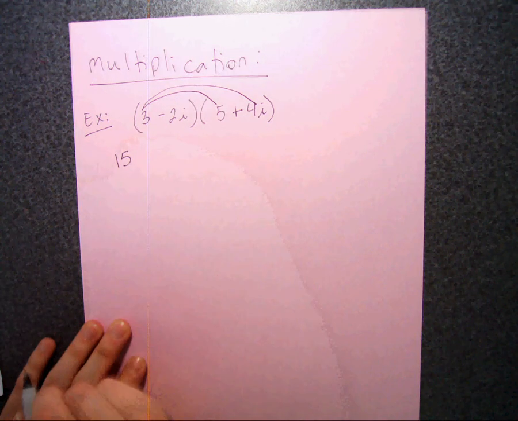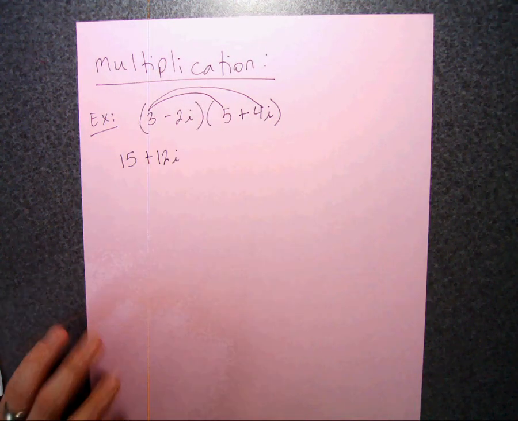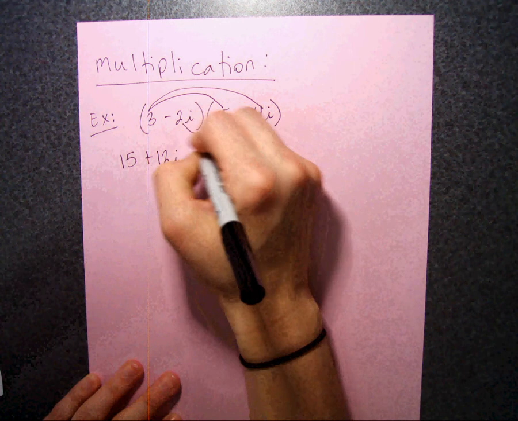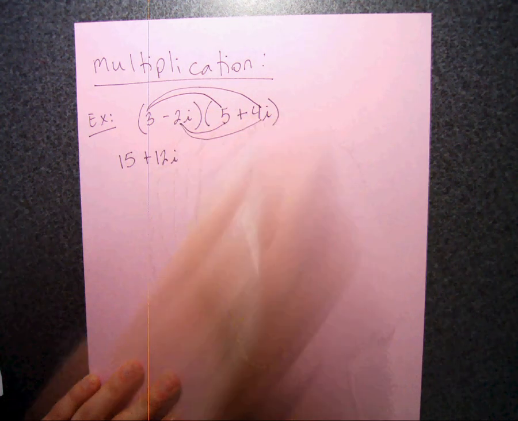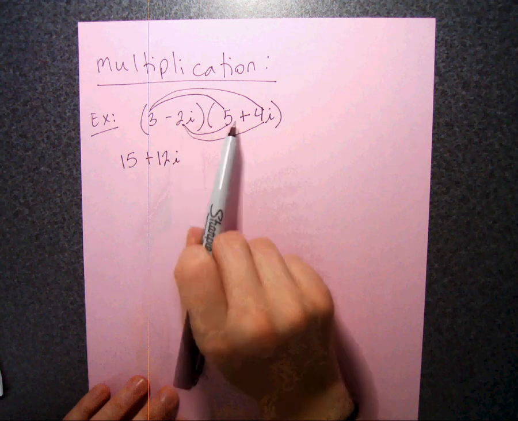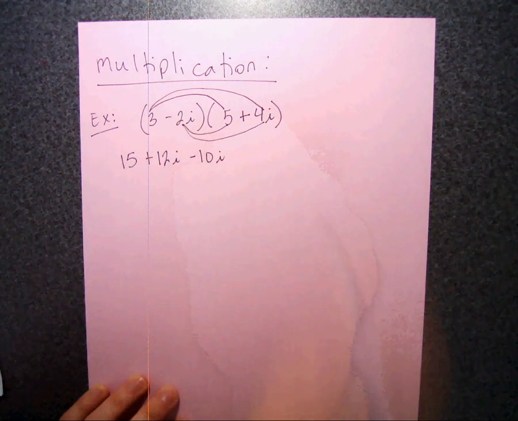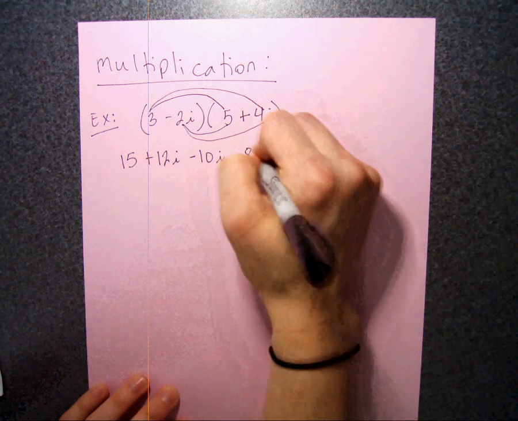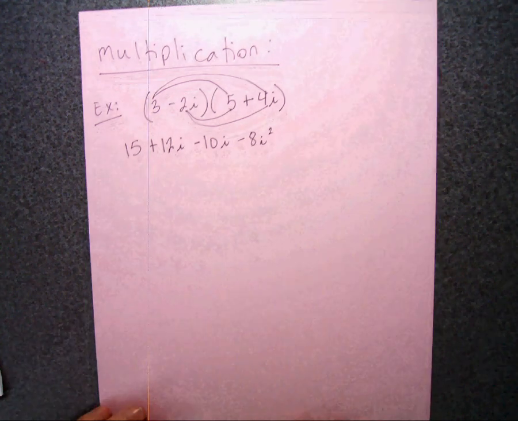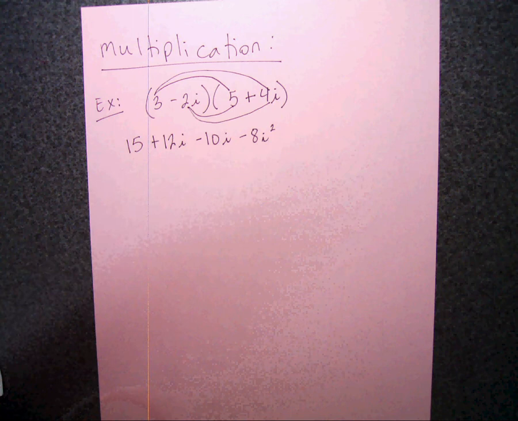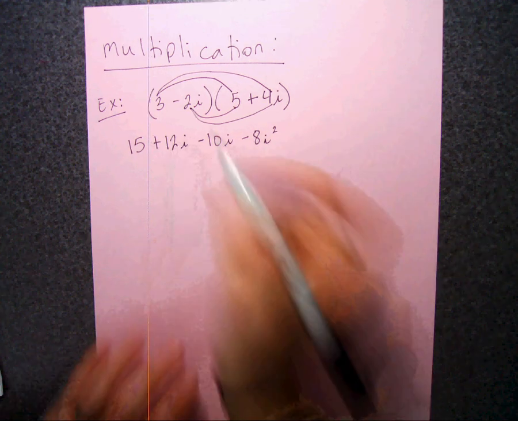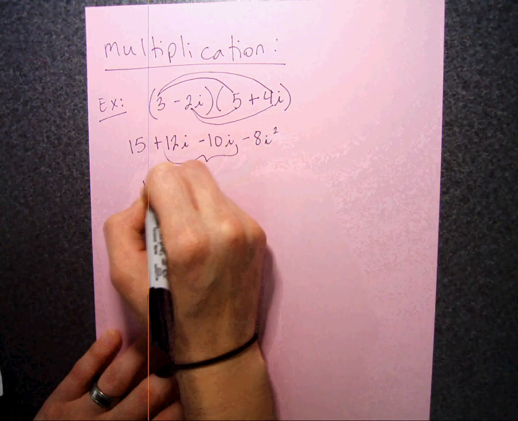Now I'm done with the 3, and I'll do the same with the negative 2i. So negative 2i times 5 and negative 2i times 4i. Negative 2i times 5 gives me negative 10i. Negative 2i times positive 4i will give me negative 8i squared. Now our final answer needs to be in standard form, meaning I just have a real part and a plain old imaginary part. So I need to go through and simplify. The first thing I see, I have like terms. So I have 12i minus 10i, so I'll go ahead and combine those. So I have 15, 12i minus 10i is positive 2i, minus 8i squared.